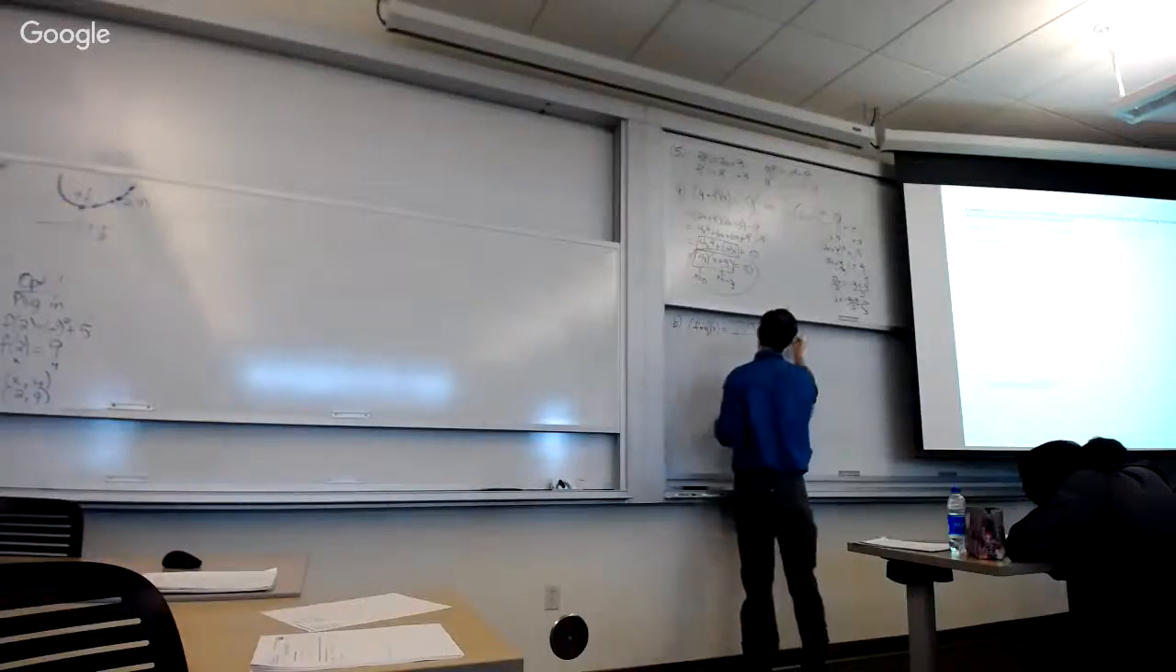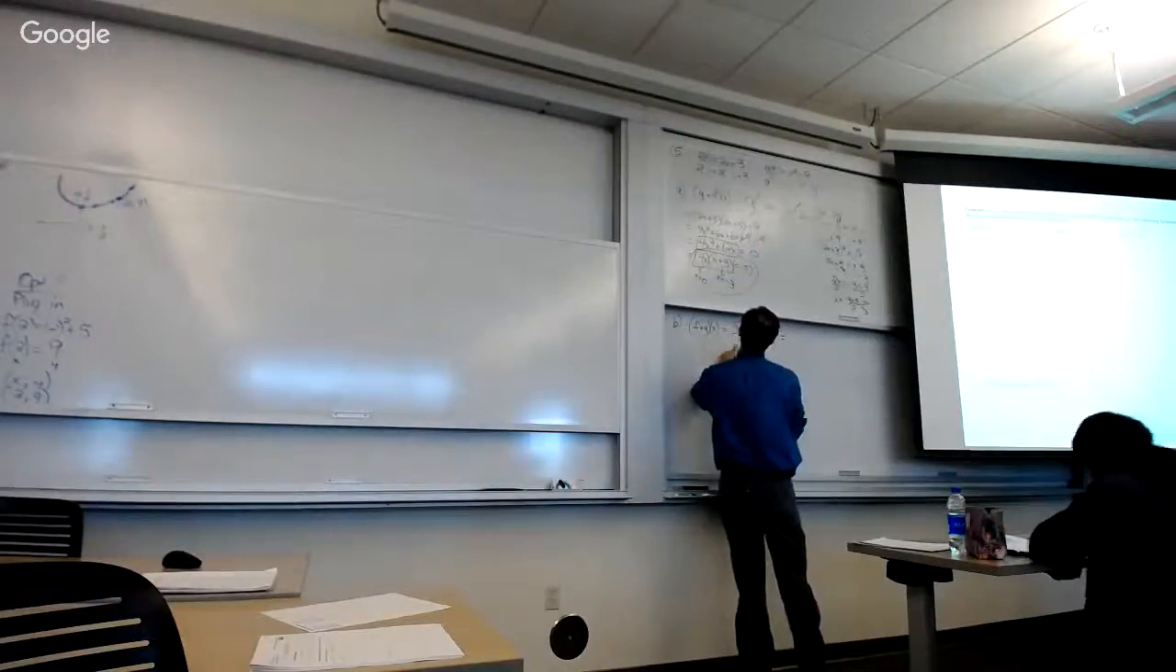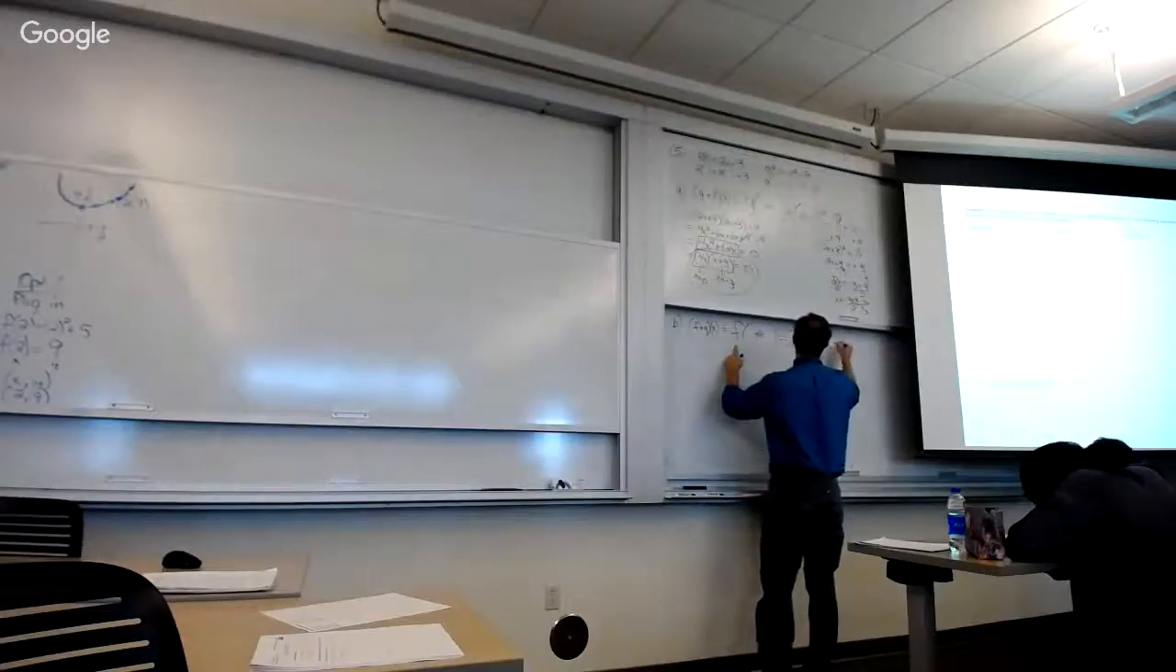Okay, so now what? I'm going to write the structure of F. So big F becomes my structure. That's 2 something plus 3.